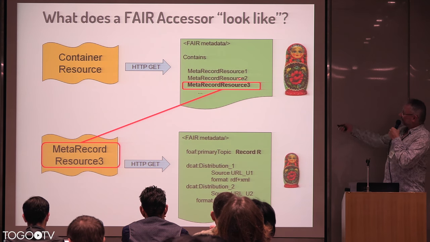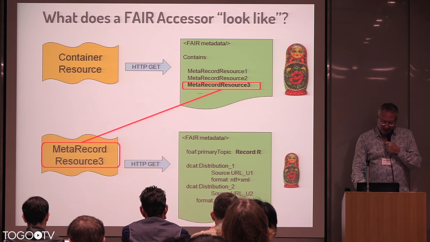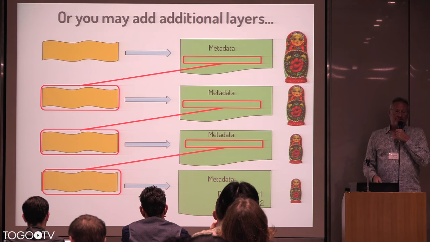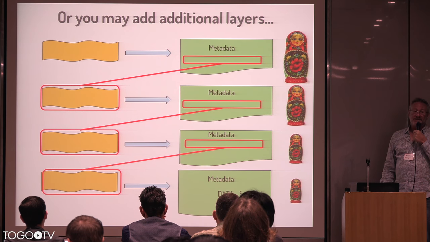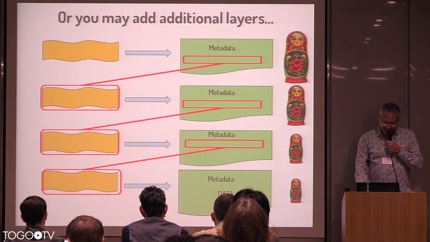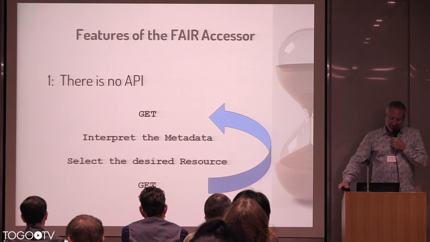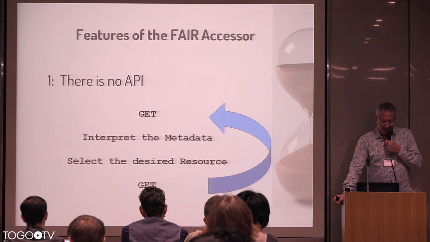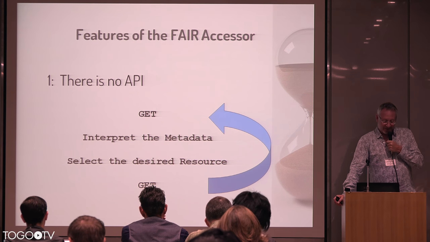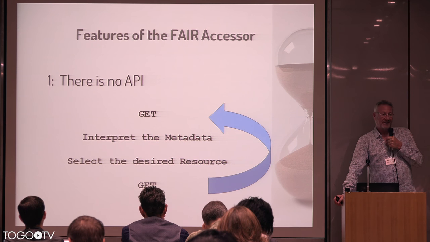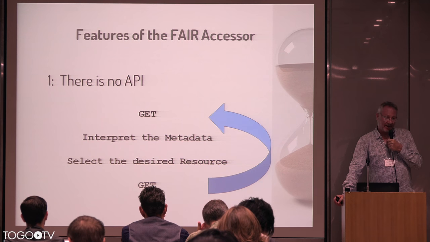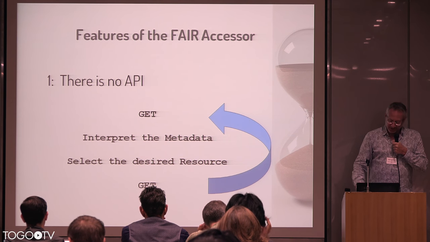So in this case, I've shown you only a single level of a hierarchy, but in fact, you can arbitrarily extend this to as many layers as you need. So the primary feature of the FAIR accessor is that there's no API. Right? You call get on a URL, you interpret the metadata, you select the desired resource, and you call get, and get, and get. So there's no API.